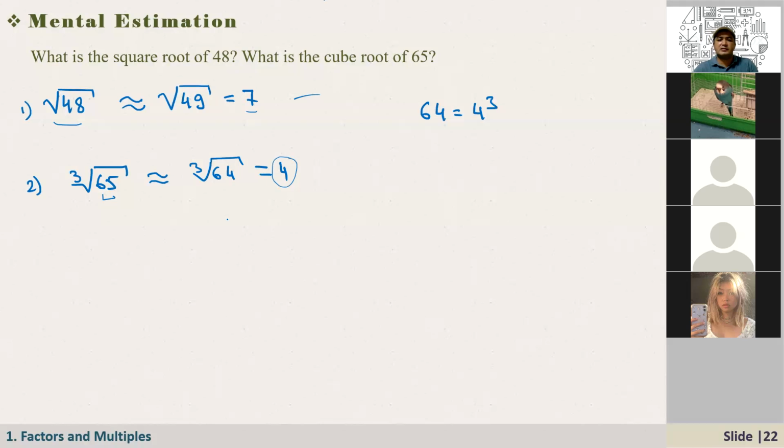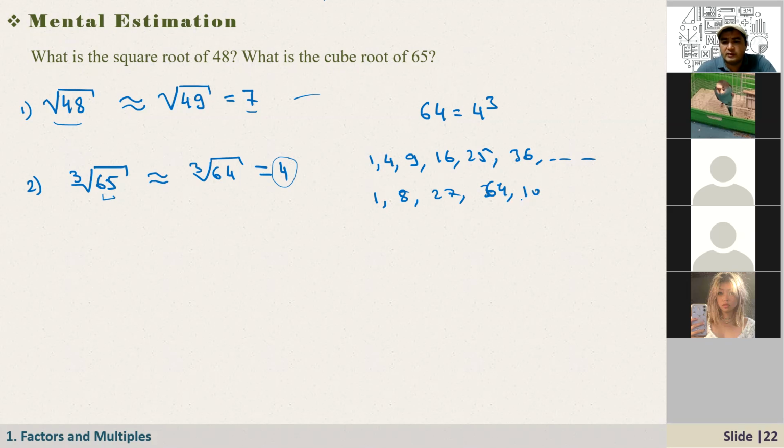Okay, estimating. Mr. Kazim, may you please explain this one again? Because I did not really understand what you meant by 4. Okay. Now we learned about square numbers and cube numbers, right? For example, 1, 4, 9, 16, 25, 36, dot, dot, dot. These are square numbers. How about these: 1, for example, 8, 27, after that, what is it? 64 and 125. These are cube numbers, right?